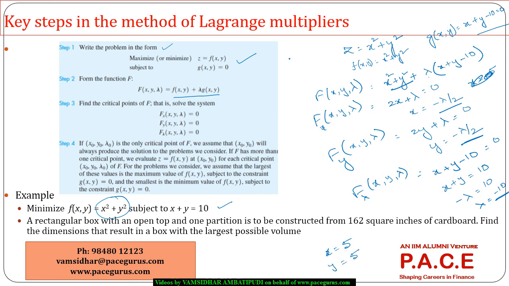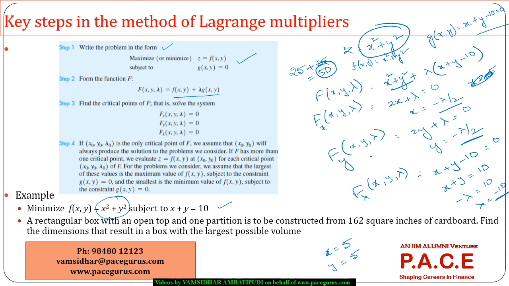Right? So if I have to minimize x squared plus y squared, subject to x plus y equal to 10, the extremum I am getting is when x equal to 5 and y equal to 5, wherein I can put 25 plus 25. That's the minimum value. The minimum value that I am getting is 25 plus 25, which is 50.